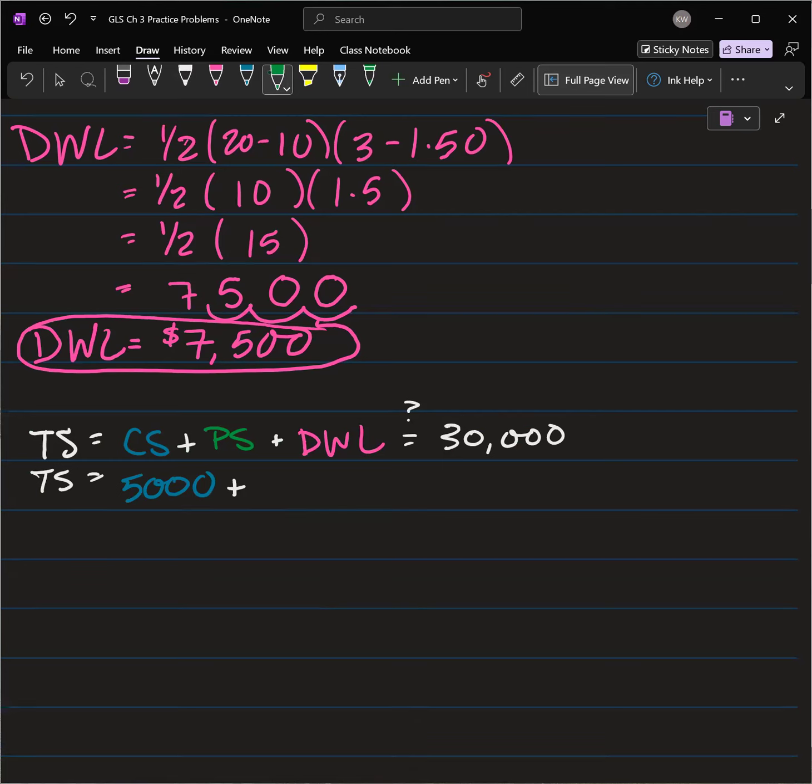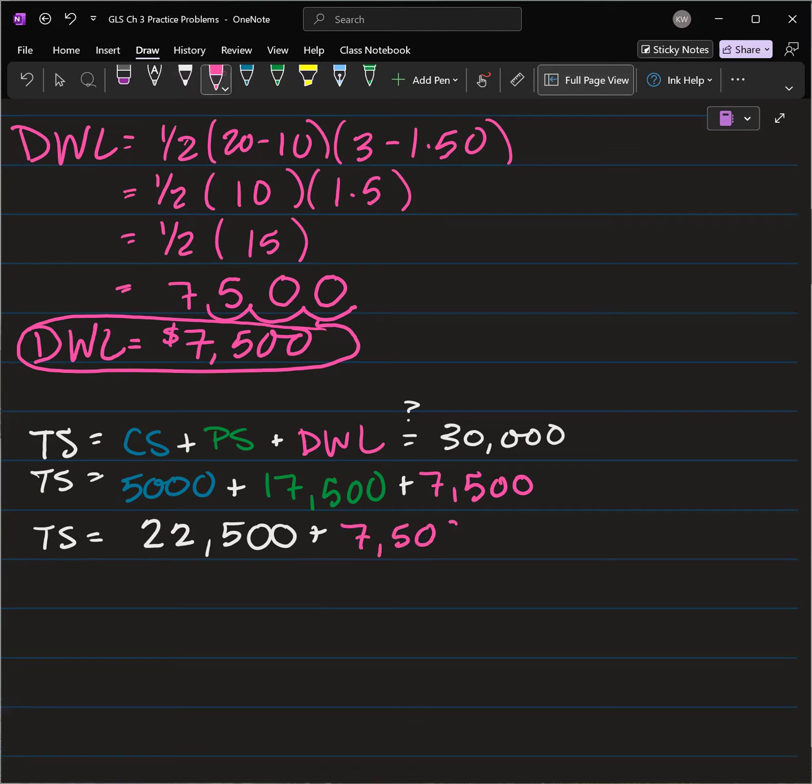Okay, so total surplus is equal to 5,000 plus 17,500 plus 7,500. So 5,000 plus 17,500 is going to get us 22,500. And we're going to add to that 7,500. So 7,500 plus 22,500 is indeed going to get us $30,000.